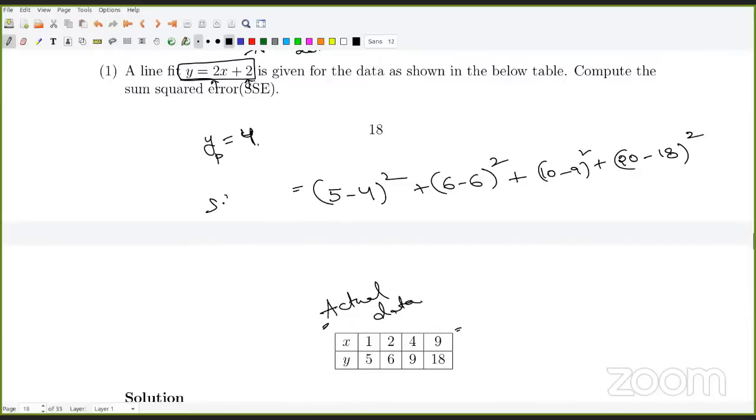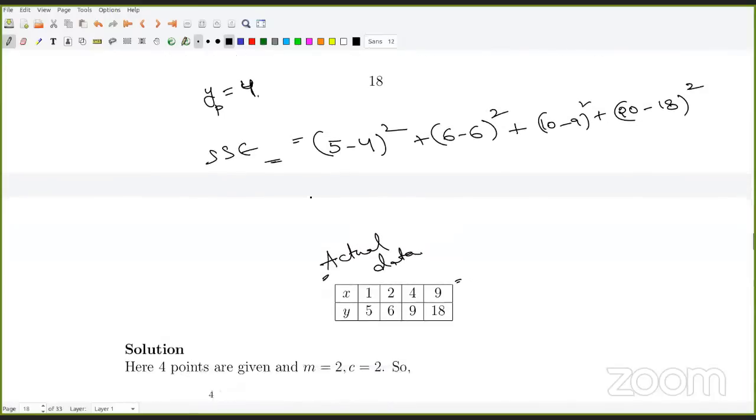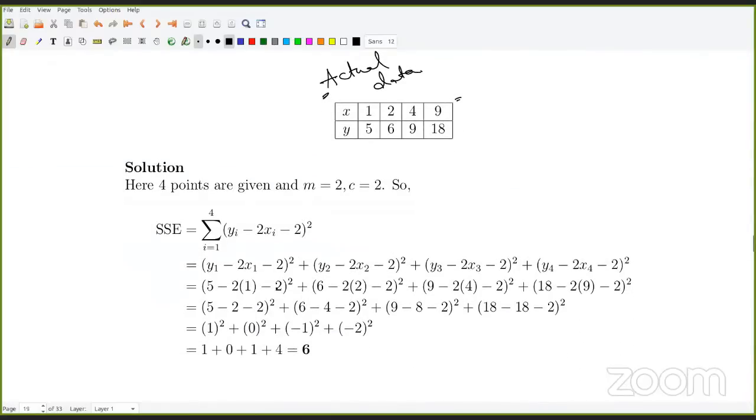So this is SSE. The computations below are the same: 5 minus 4, 6 minus 6, 9 minus 10, 18 minus 20. So we get 1 square plus 0 square plus minus 1 square plus minus 2 square, which will sum up to 6. So SSE will be 6.